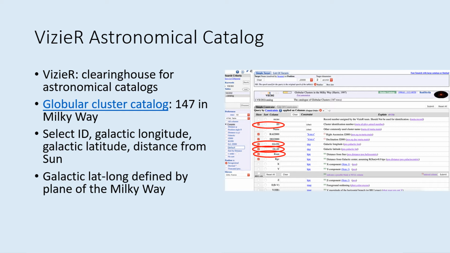Also make sure you change the number of objects on the left side of the screen to 200 so that you get the entire catalog instead of just the first 50 clusters in the list. When you're ready, hit the Submit button to get your complete list of all the known globular clusters in our galaxy.